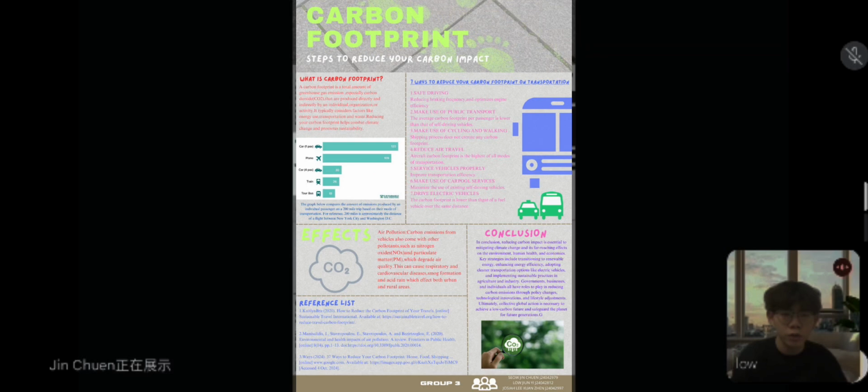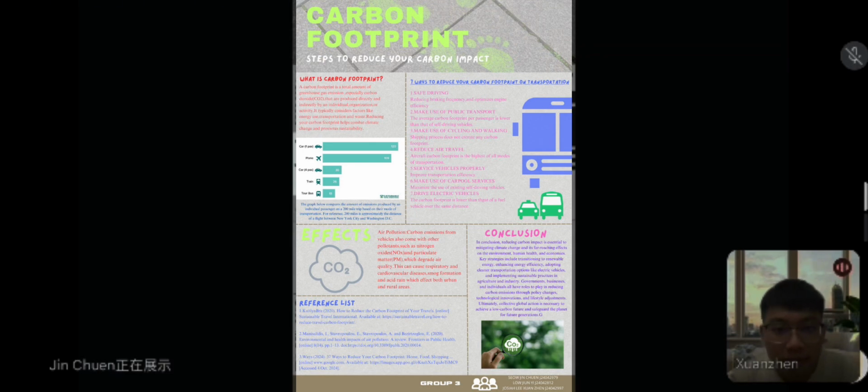Now, let's move on to the conclusion. In conclusion, reducing carbon impact is essential to mitigating climate change and its far-reaching effects on the environment, human health, and economies. Key strategies include transitioning to renewable energy, enhancing energy efficiency, adopting cleaner transportation options like electric vehicles, and implementing sustainable practices in agriculture and industry.